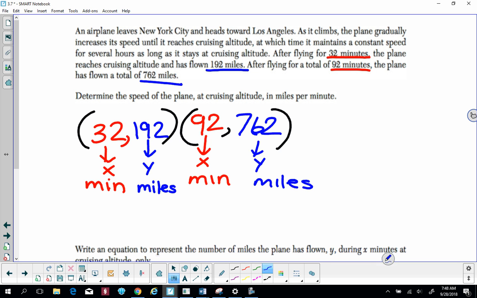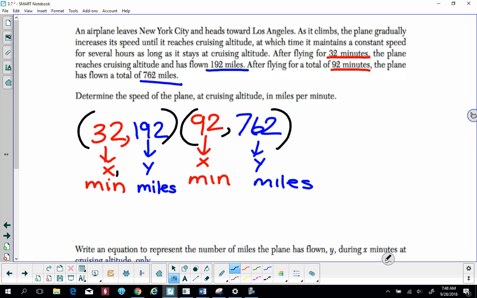So that's the first thing you want to do, is identify what are they talking about. And this is how your question is going to look on your test. It's an open-ended that looks like this. And so you know when you're given two situations, you're just writing them as points and finding the slope.